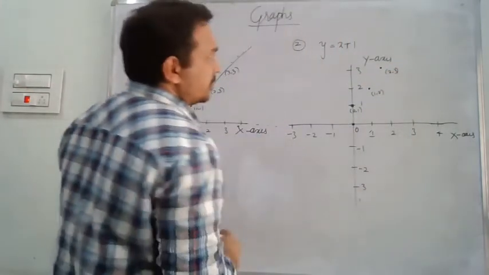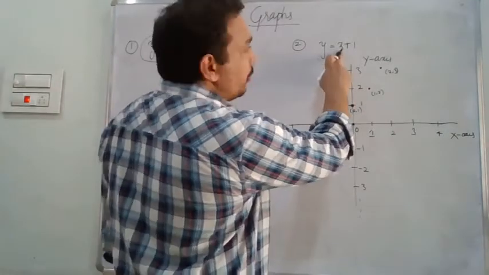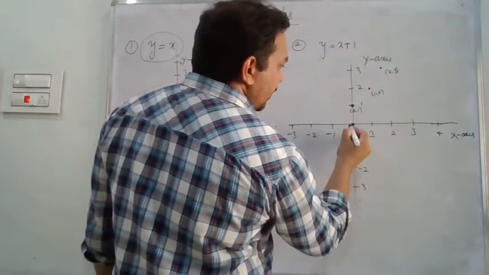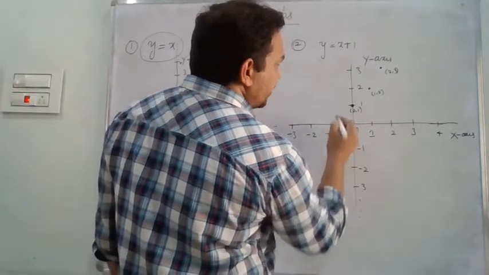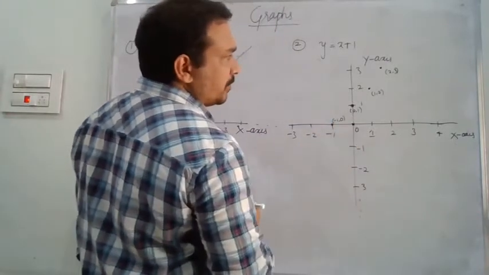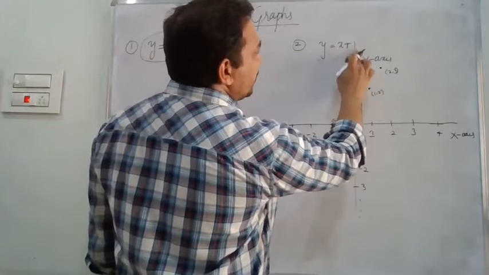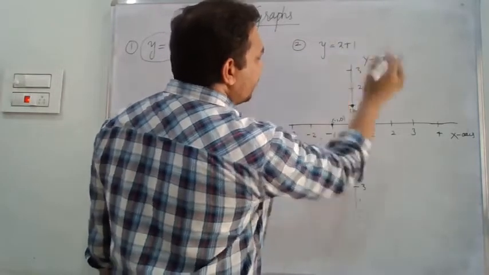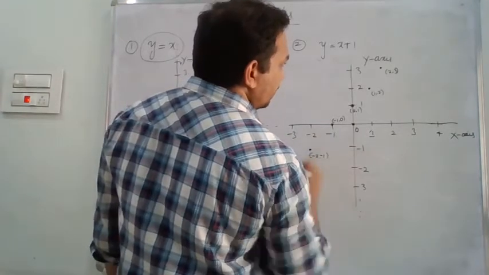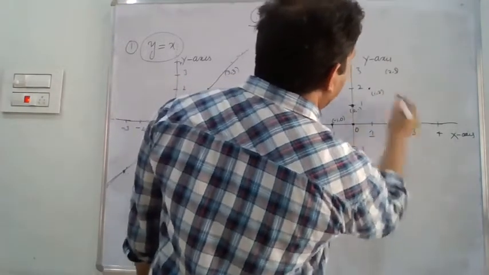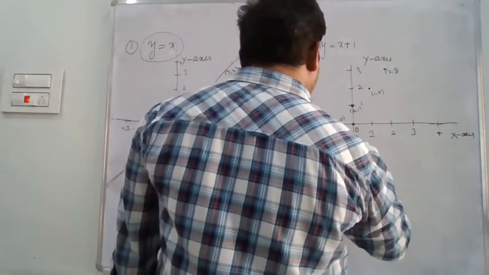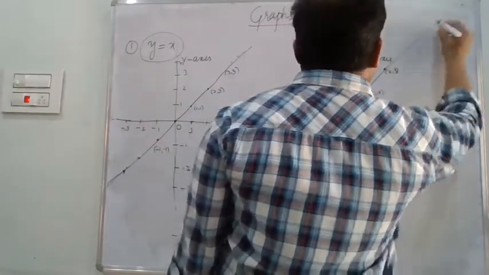Now go for the negative value. Substitute x equal to minus 1. Minus 1 plus 1 value is how much? 0. So y is equal to 0. x equal to minus 1 but y is 0. That's why the point is minus 1 comma 0. Similarly, x equal to minus 2 plus 1 is minus 1. So y value is minus 1, x value is minus 2. Minus 2 comma minus 1. So this is 1 comma 2, 2 comma 3. Now join all these points. It will also form a straight line.